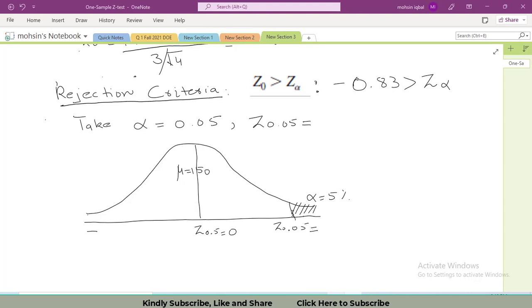However, if our z naught value lies on the left hand side of this cutoff region at any point, we will say that we failed to reject our null hypothesis. The probability in the normal distribution we always compute from the left hand side. So from here we go towards the right hand side, and till this point we have 95% of the probability under this curve. The total area under the curve is 1, so the probability up till here is 0.95, or 95% of the area is under the curve till this point.